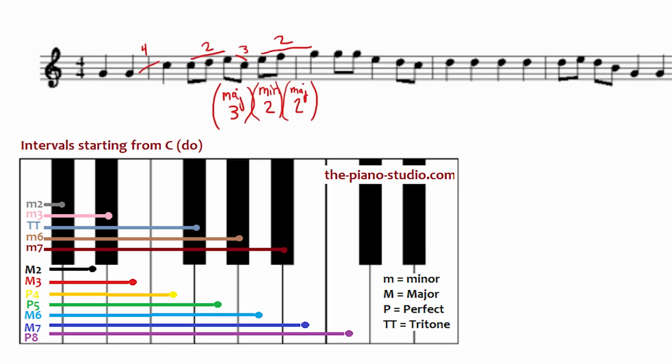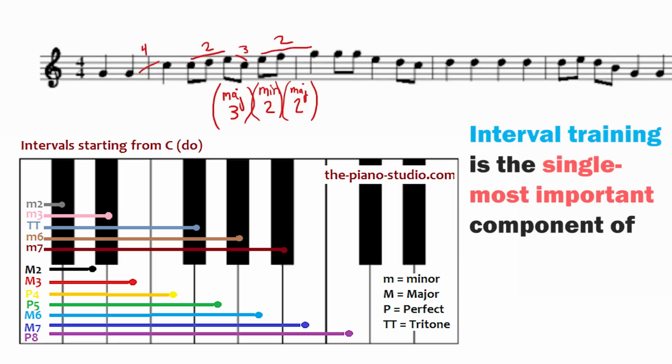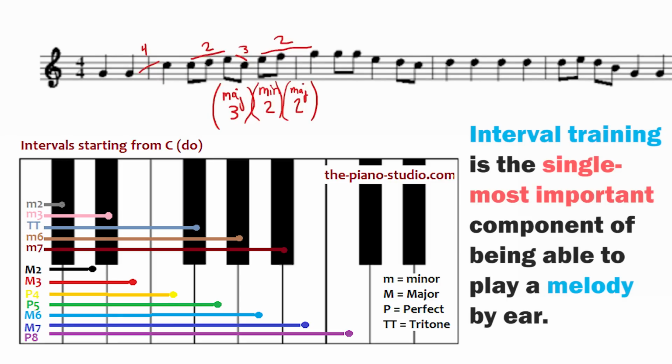So learning how to tell a second apart from a third, apart from a fourth, and then also being able to tell a major third apart from a minor third or a major second from a minor second. Those are all the teeny tiny building blocks of being able to easily imitate a melody by ear. So interval training is the single most important component of being able to play a melody by ear. So how do you learn intervals?